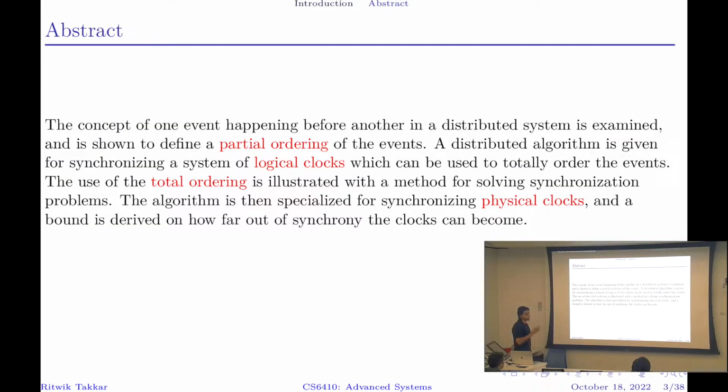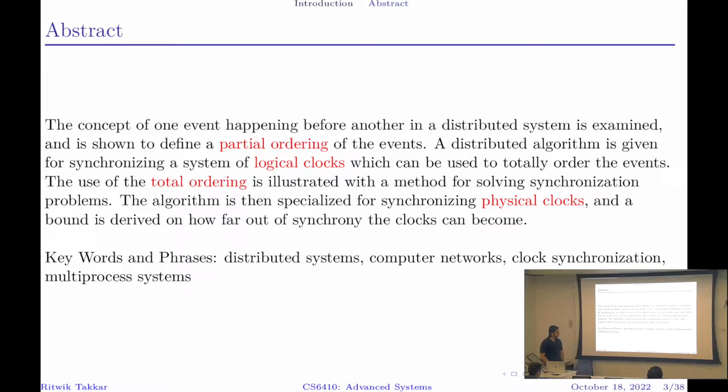This is the abstract word for word from the paper. Give you a second to read it. It's a short abstract. Perfect. The words in red are how I'm organizing my presentation, because I think those are the most important, critical parts of this paper. These are the key words and phrases.